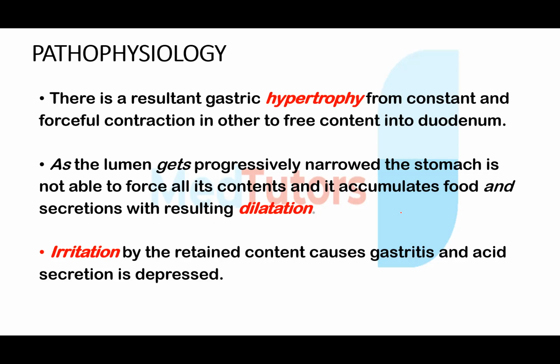As the lumen gets progressively narrow, the stomach is not able to force all its content, and it accumulates food and secretion, resulting in dilatation. Okay, this results in irritation by the retained content to cause gastritis, and acid secretion is depressed.